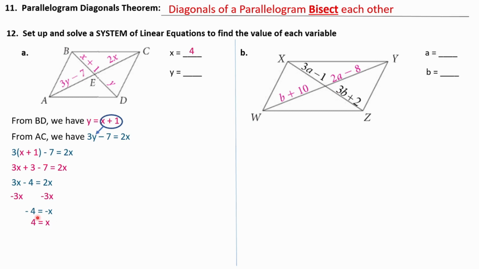Now that I have that x is equal to 4, if I want to solve the value of y, well, I can use either of these two equations. The first one seems to be the easier one to use, so I'm going to use that. Since y is equal to x plus 1, if I substitute the x equals 4 in, I get y equals 4 plus 1, and that gives me that y is equal to 5. So these are the two values of my variables, 4 and 5.